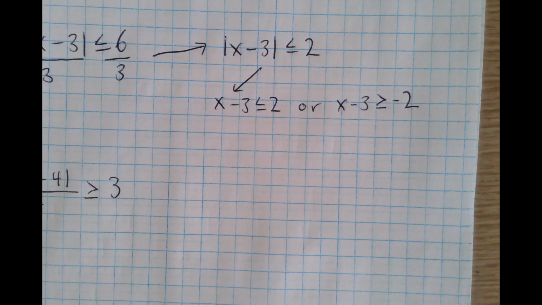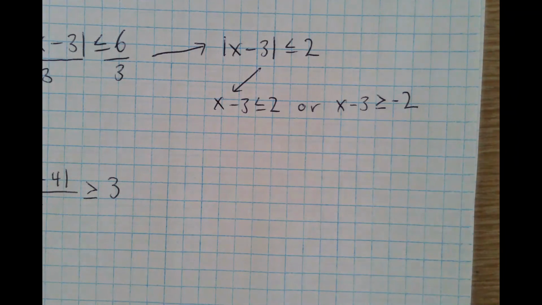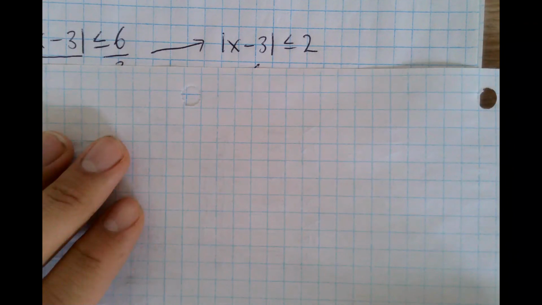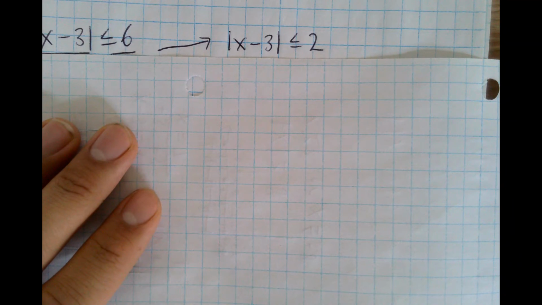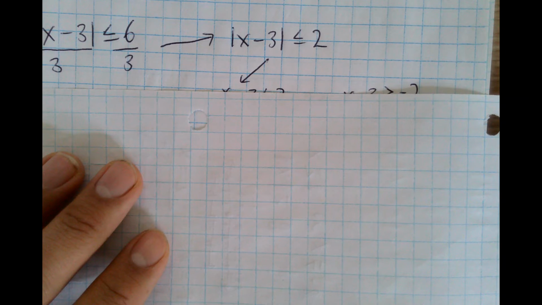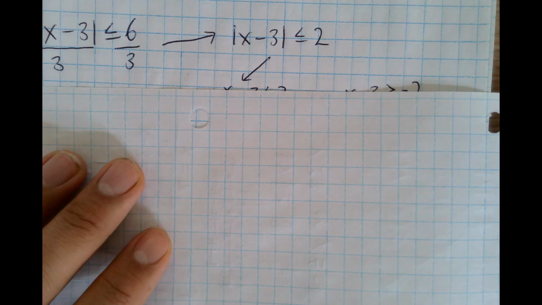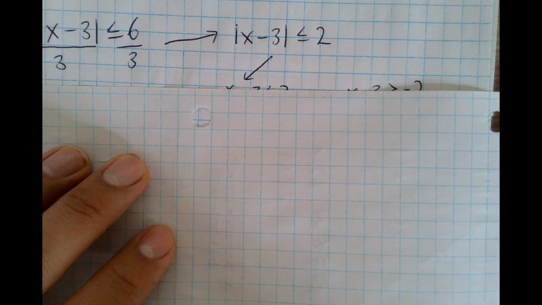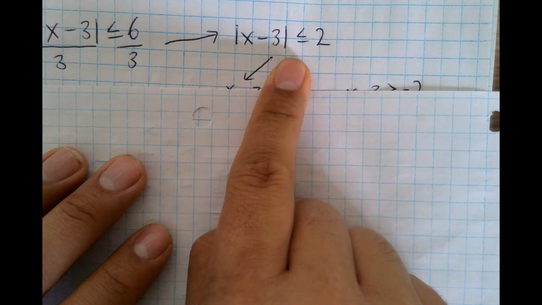How did you get the 6 over 3? So you can see that my original equation was this, right? This is the original inequality. Then what I did is I wanted to get rid of the 3 on the left-hand side, so I divided both sides by 3.